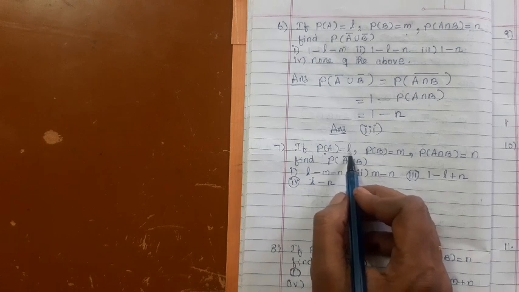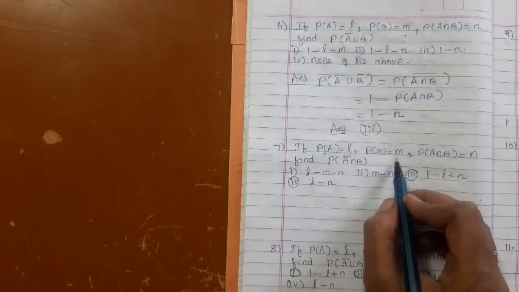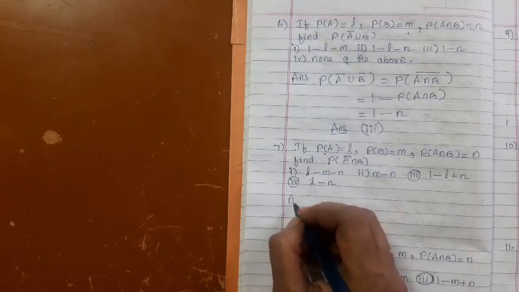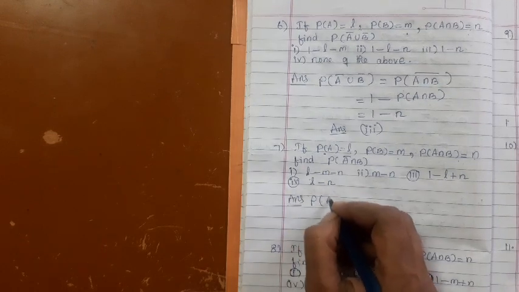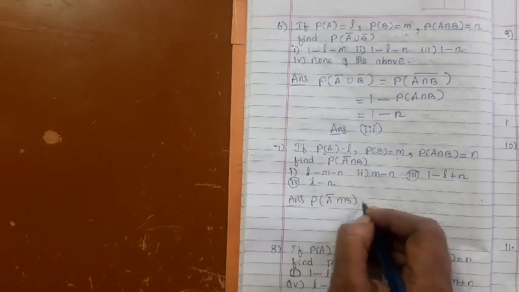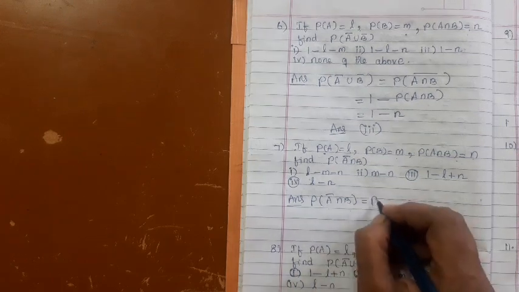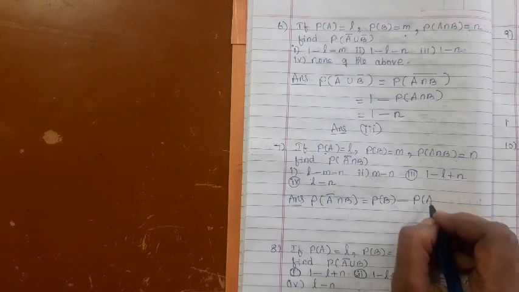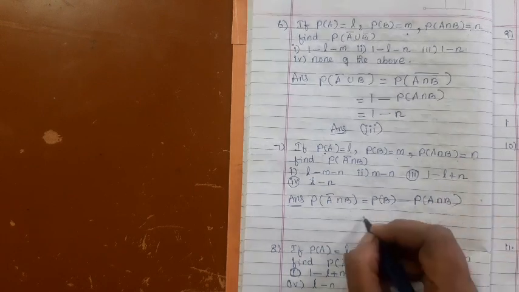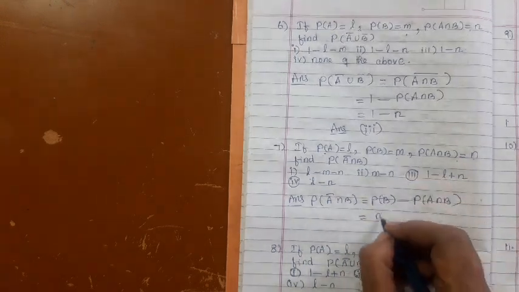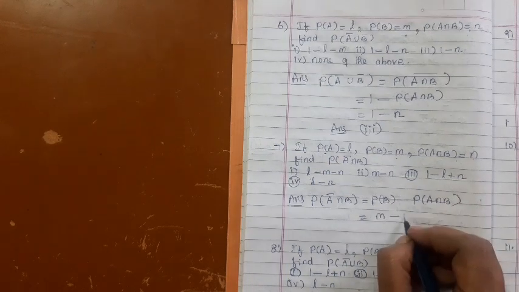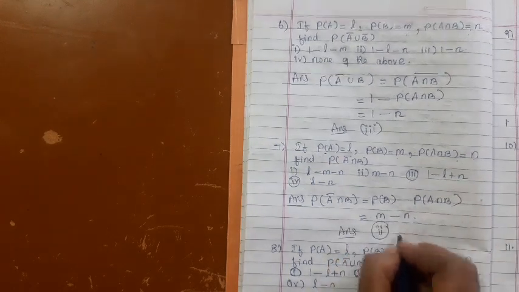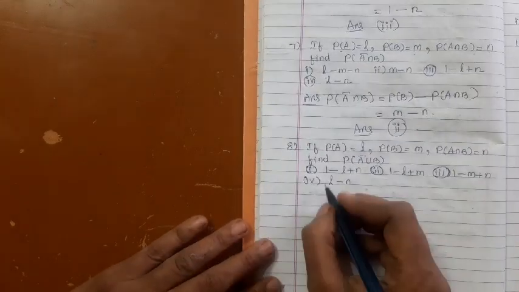If probability of A is L, probability of B is M, probability of A intersection B is N, what is probability of A bar intersection B? I have given it in the points to remember. The one event which has no bar will come first. Probability of B minus probability of A intersection B is the formula. Probability of B is M, probability of A intersection B is N. So the answer is option 2. Let us come to the next question.